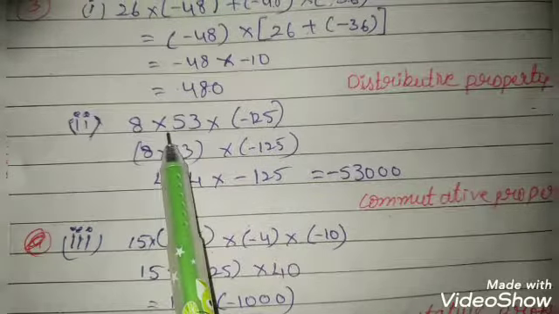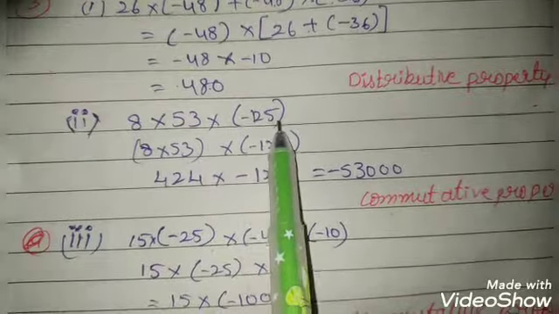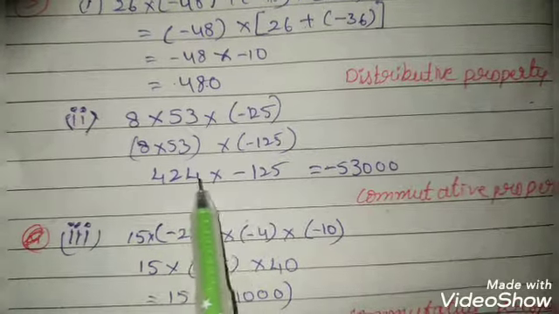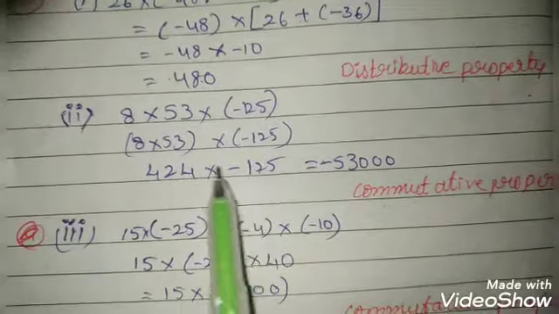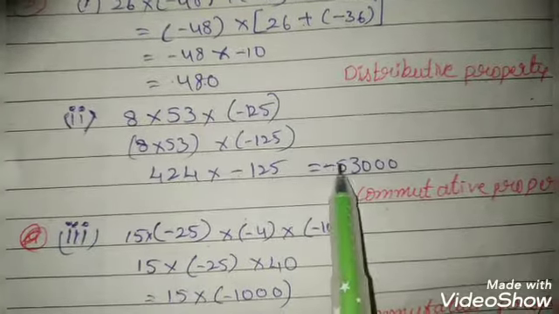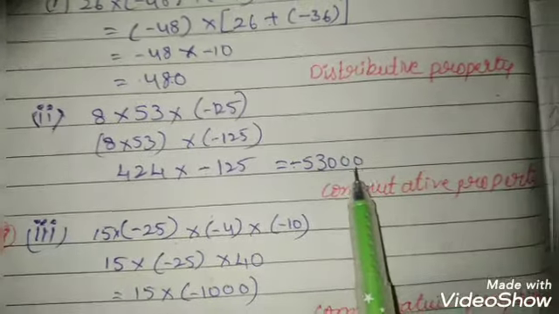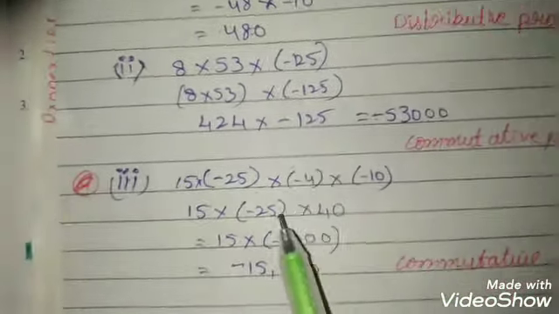Second one, 8 into 53 into minus 125. 8 into 53 into 125. 424 into 1 minus 125. Plus into minus is equal to minus. 125 into 424 is 53,000. This is the commutative property.